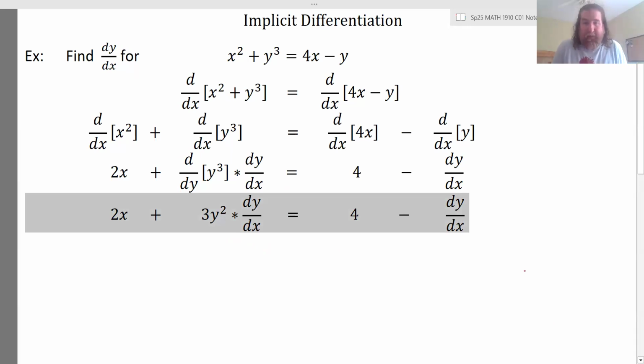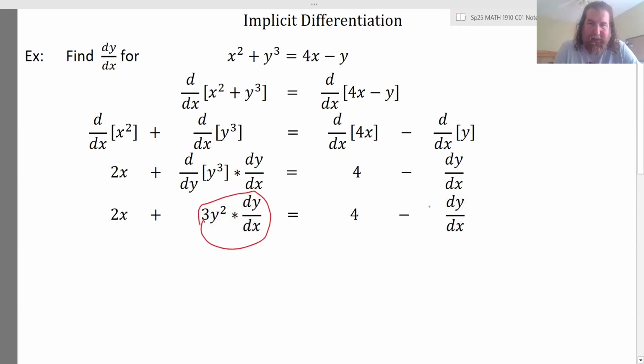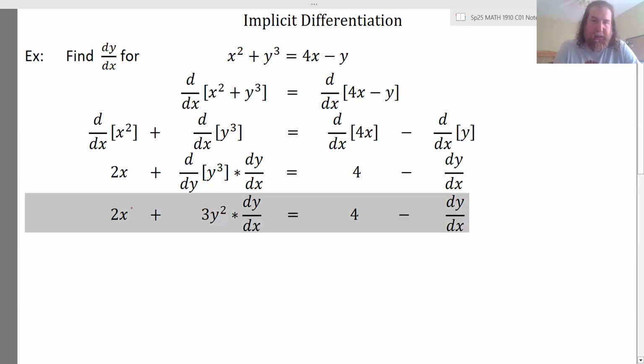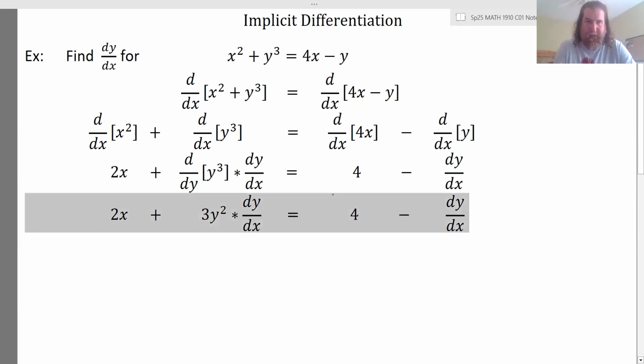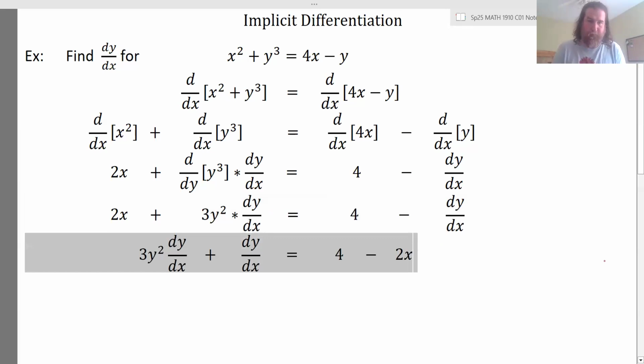Okay, so I'm going to balance equations again. I'm going to get all my dy dx terms on one side, and all of my non-dy dx terms on the other side. So I'm going to get this 3y squared times dy dx and this dy dx on one side of the equation, and I'm going to get this 2x and this 4 on the other side of the equation. So a little bit of balancing equations there, and we get this.